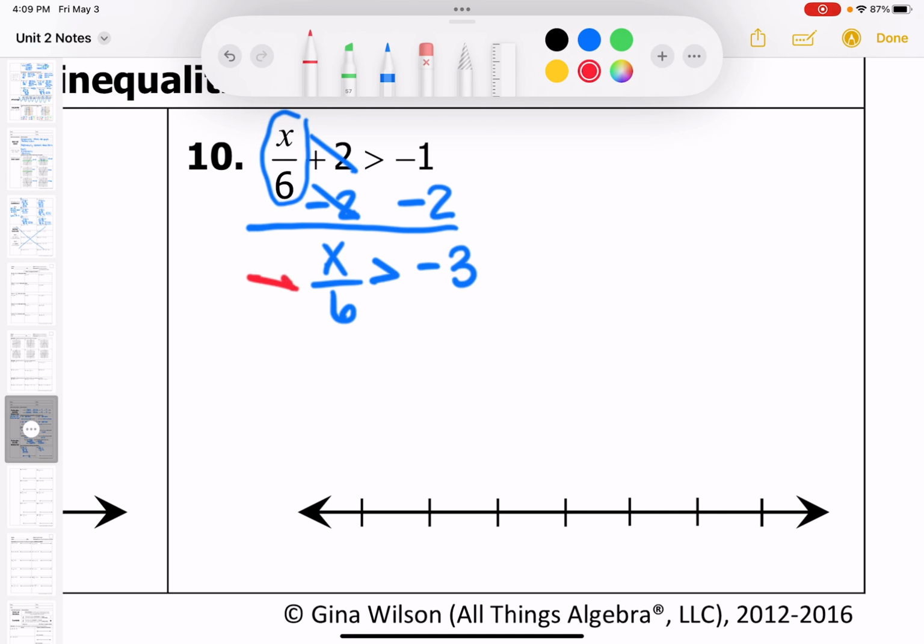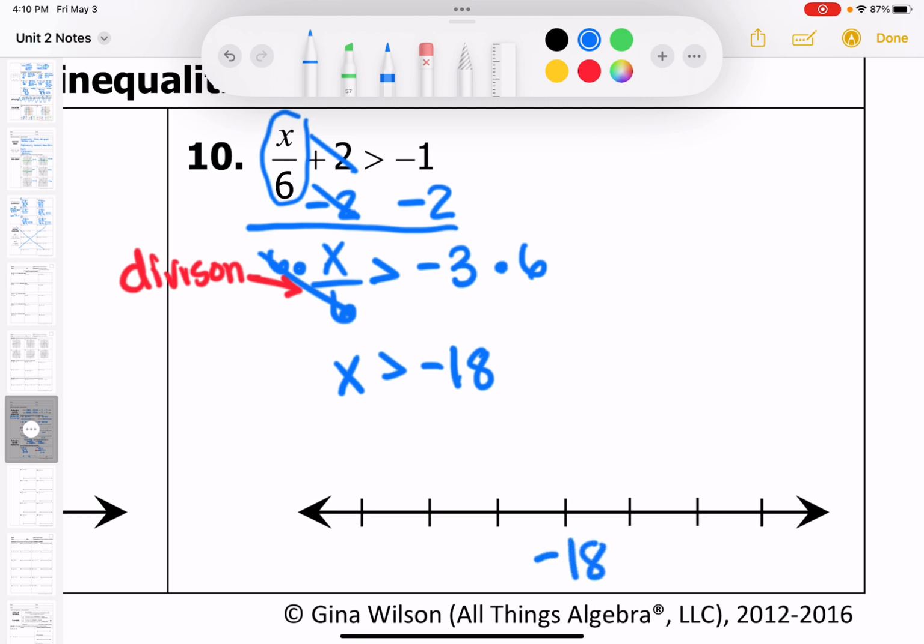All right, this bar right here means division. So in order to move it to where x would be by itself, I have to do the opposite. So I'm going to multiply both sides by 6. So that gives me x is greater than negative 18. So I'm going to put negative 18 in the middle of my number line. It's greater than, so I'm going to use an open circle, and I'm going to shade to the right.